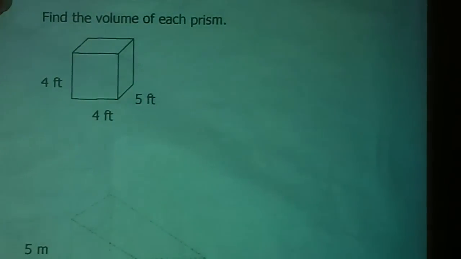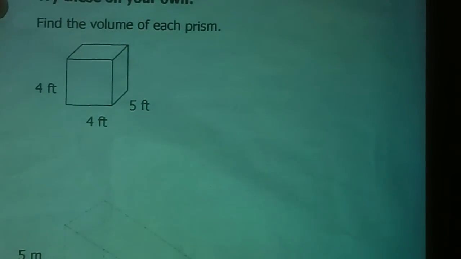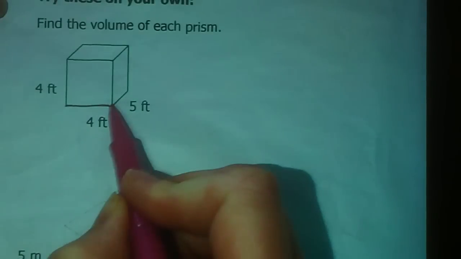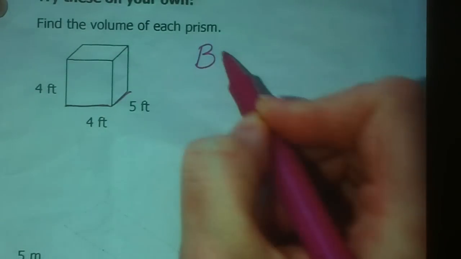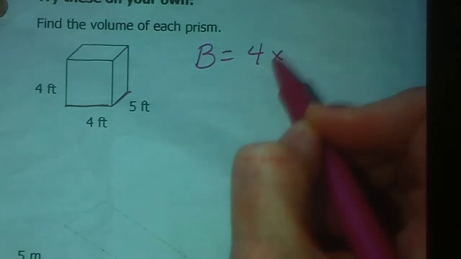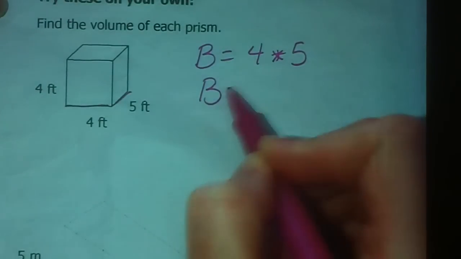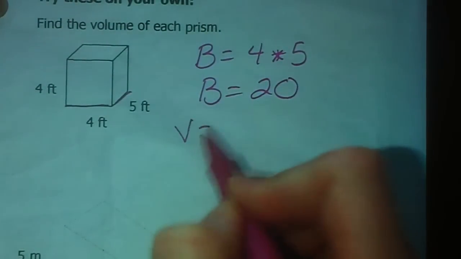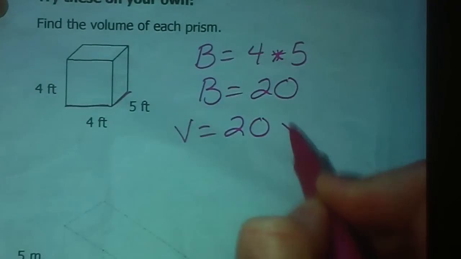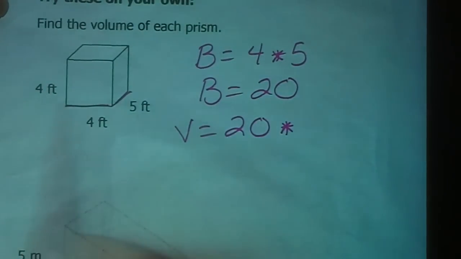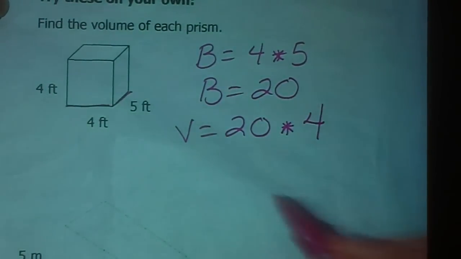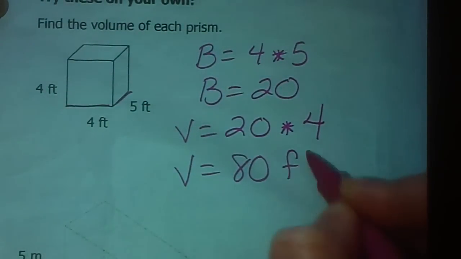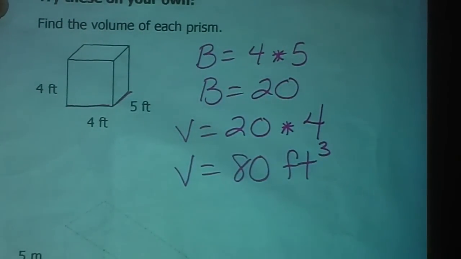Hey, welcome back. All right. Okay, so for our first rectangular prism, you notice that the base is 4 by 5. So the area of that base, being a rectangle, would be 4 times 5. So that means the area of the base is 20. We are going to multiply that by the height of the rectangular prism, which is 4. 20 times 4, 80 cubic feet, or feet cubed. Did you get it right?